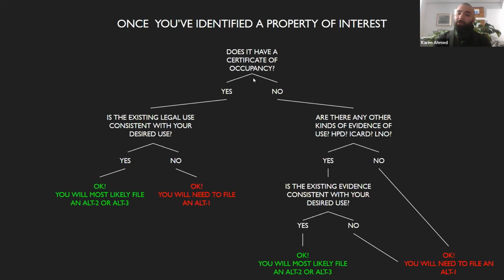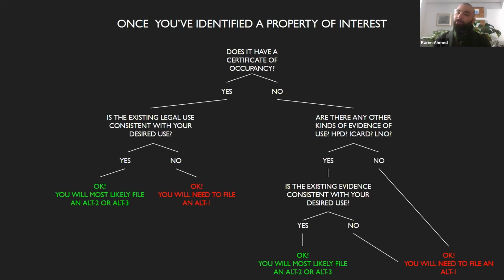The first step to start with is to see, is there a certificate of occupancy on file? You can find this on the Department of Buildings website. It's public domain. It's not the most user-friendly website, but the certificate of occupancy, once you enter the address, is always in the top right corner. It's fairly easy to find. Once again, you can always approach a design professional to help you find it as well.